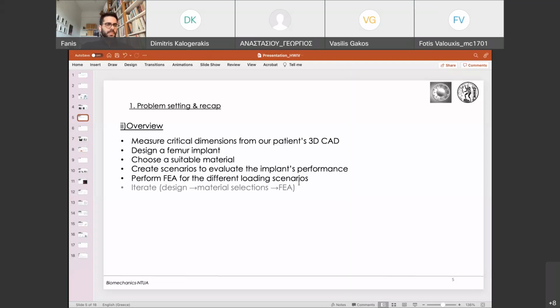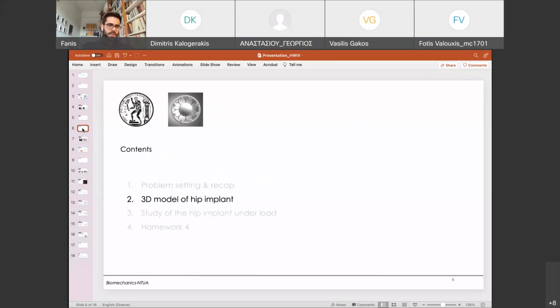Usually, if you had a project like that in a more real life scenario, you would iterate these steps again and again until you get a solution that is sufficiently good. We're not going to do that, but it's good to know. So first off, let's see how we can design a 3D model of the hip implant.